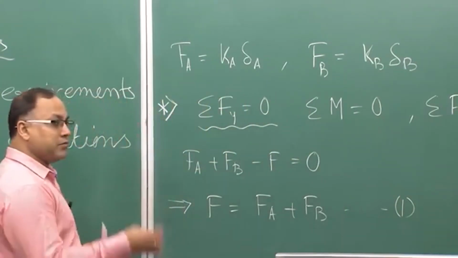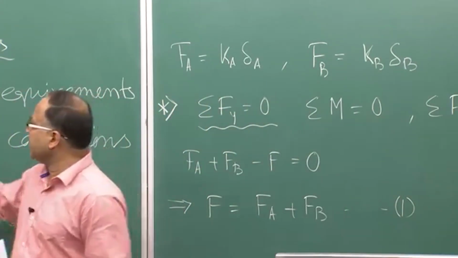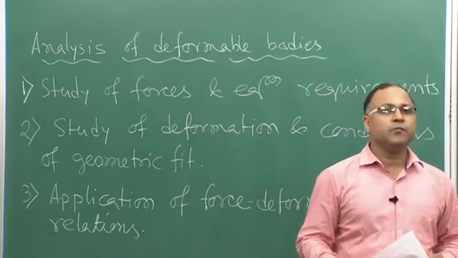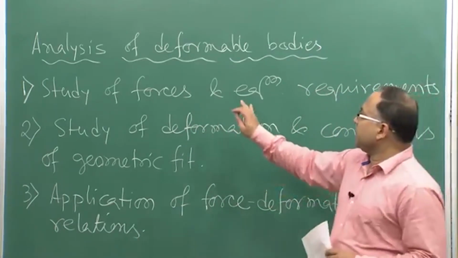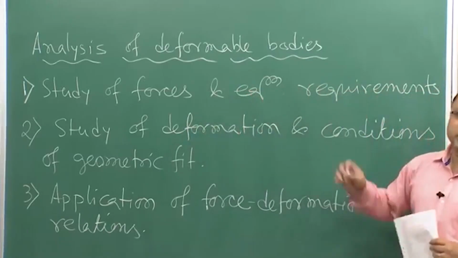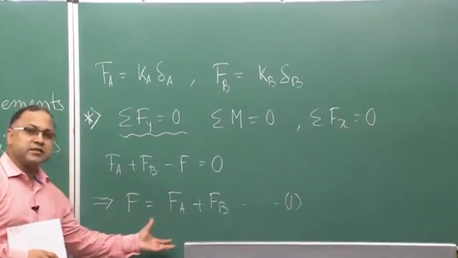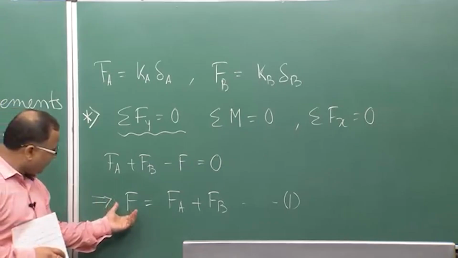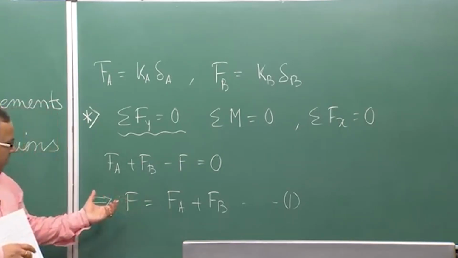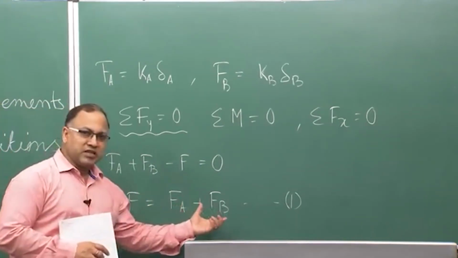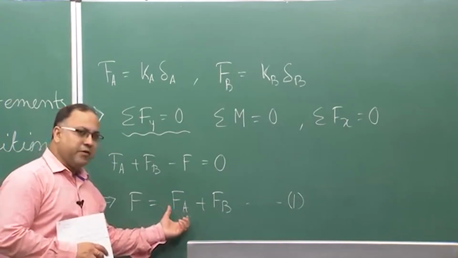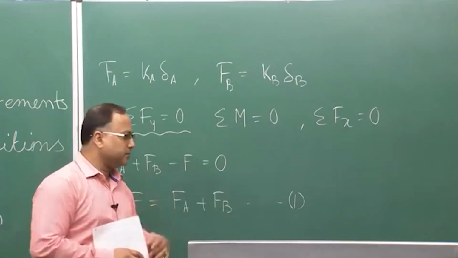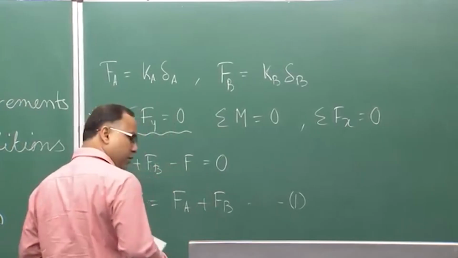So, after satisfying step 1, that means study of forces and equilibrium requirements, we have established this relation. That means the total force applied on the piston is shared by both the springs by an amount F A and F B. Okay.